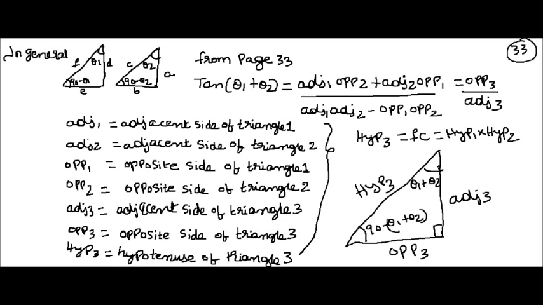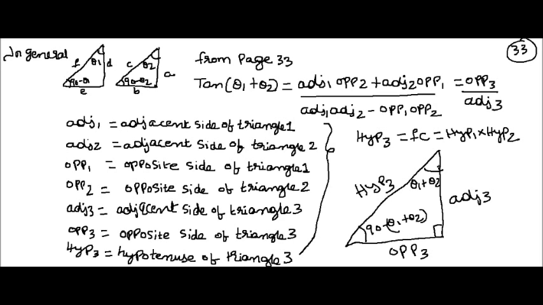So to summarize, if you have a right angle triangle with angle theta 1 and another right angle triangle with angle theta 2, then tan of theta 1 plus theta 2 is a new right angle triangle with opposite side 3 by adjacent side 3. The opposite side is the adjacent side of the first right angle triangle multiplied by the opposite side of the second right angle triangle, plus the adjacent side of the second right angle triangle multiplied by the opposite side of the first right angle triangle. And this new adjacent side 3 is the product of the two adjacent sides minus the product of the two opposite sides of the two different right angle triangles. Hypotenuse is nothing but the product of the two hypotenuses.